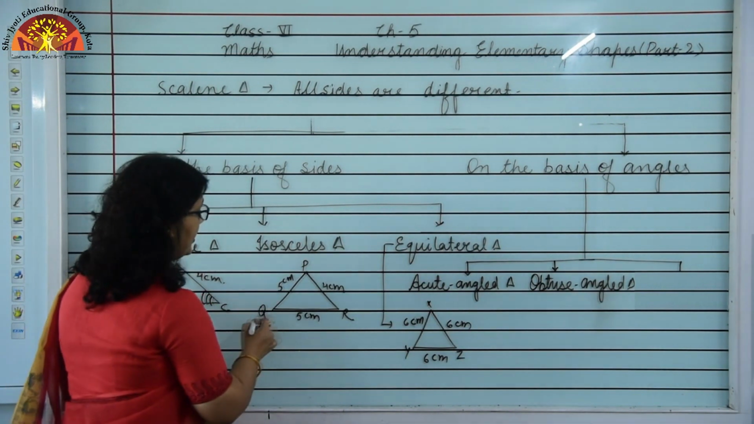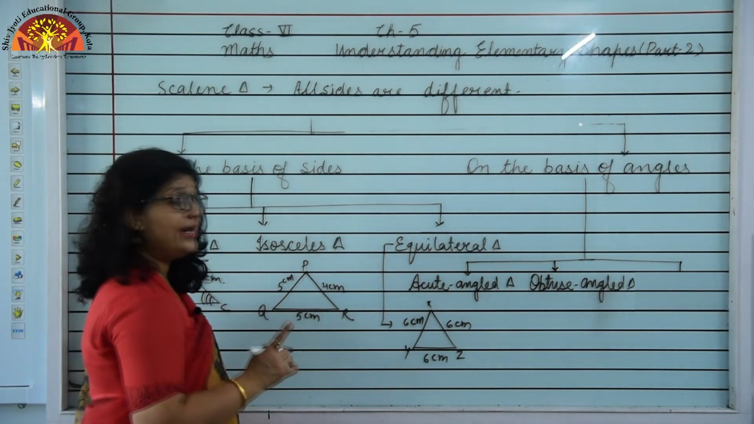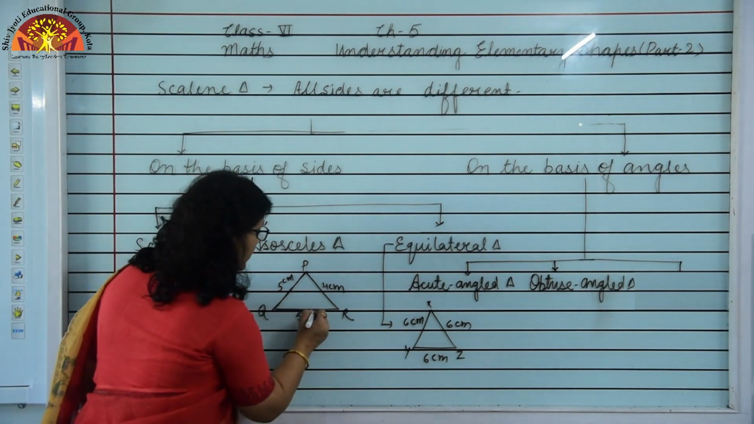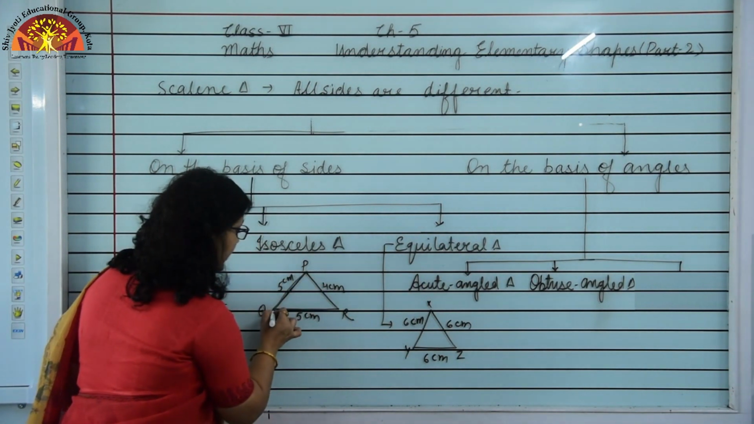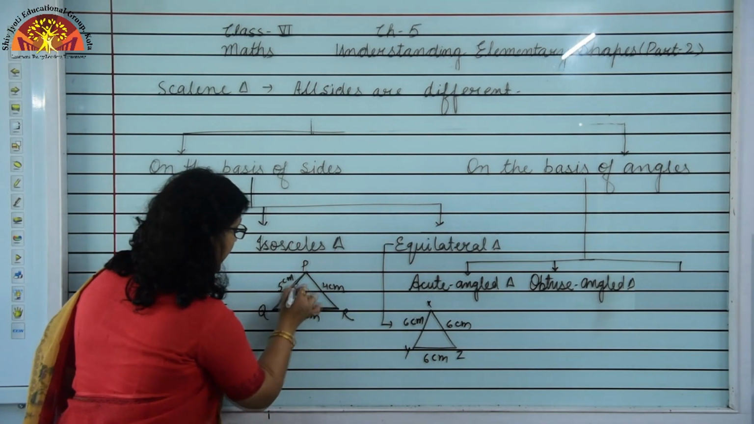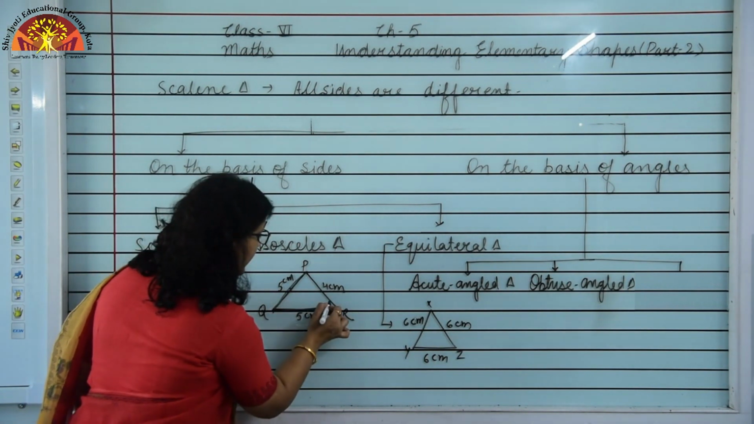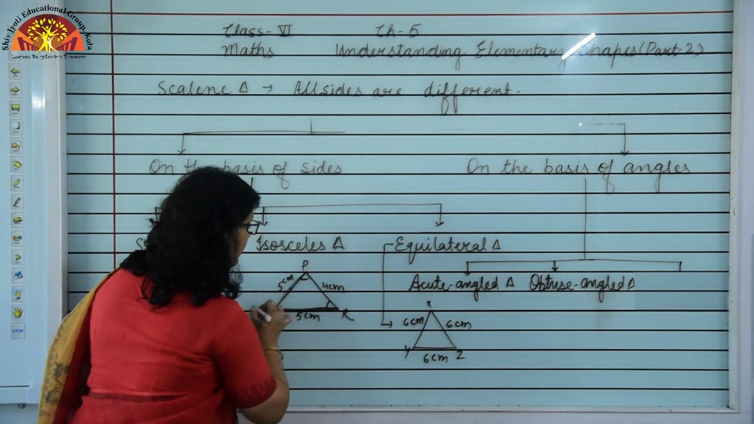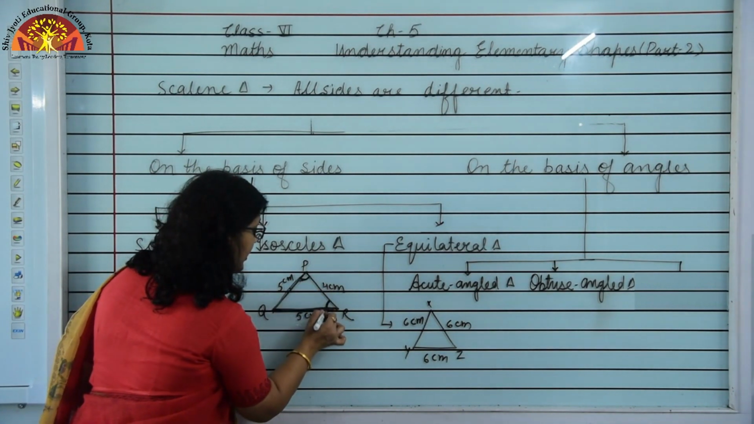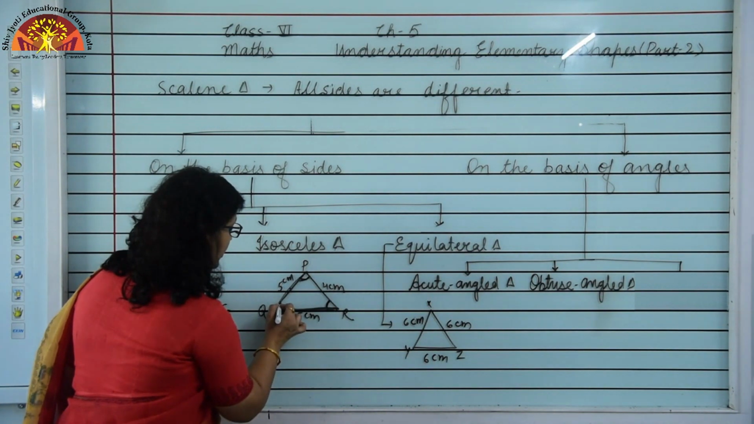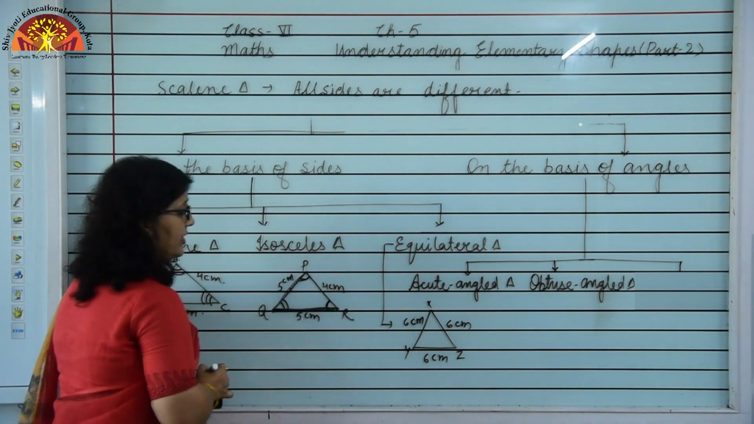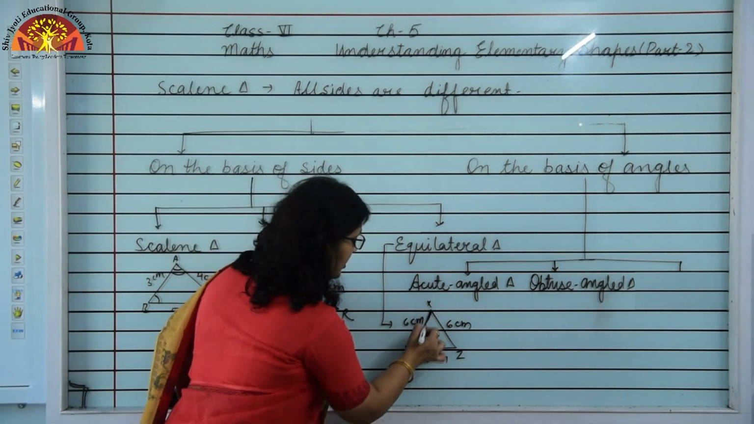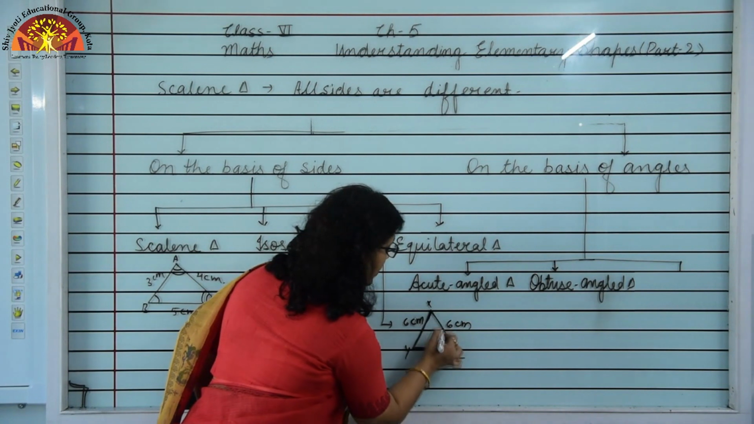In an isosceles triangle, 2 angles are equal. Which 2 angles? Opposite to the equal sides. Understood? PQ and QR, both sides are equal. So the opposite angle of this is angle R, and the opposite angle of QR is angle P. So angle P and angle R are equal and angle Q is different. Understood? And in an equilateral triangle, because all sides are equal, all angles are also equal.